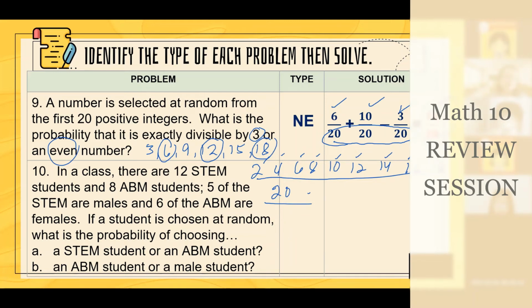Question now, number 10. In a class, there are 12 STEM students and 8 ABM students in grade 11. It's not a reality. It's only an assumption for the sake of the problem. 5 of the STEM are males and 6 of the ABM are females. If a student is chosen at random, what is the probability of choosing letter A, STEM student or an ABM? And then letter B, ABM student or a male student?